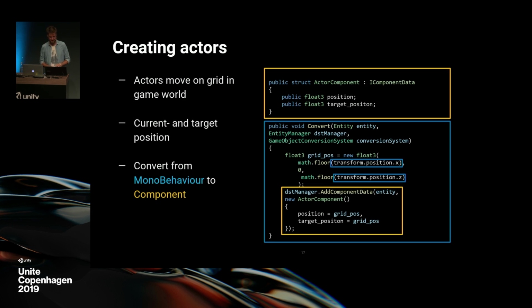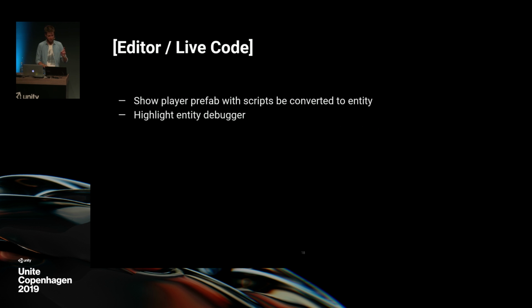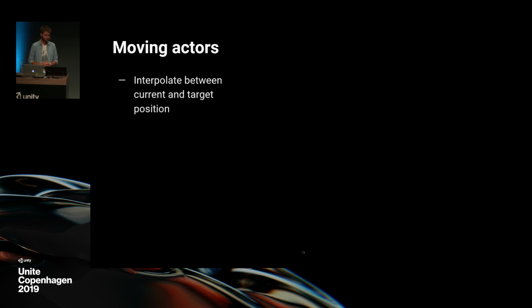One interesting thing that we are doing here, we're actually taking the transform position. So we're taking something from the mono behavior world, and we're transforming it into something that we want to have in our ECS world. So what we do here is we take the position, we round it down to a full number because we are only interested in the grid cell that we are in currently. And then in the yellow box, we create a new actor component and add it to our entity. We're not going to look at this in the editor because, as I said, most of this is going to be irrelevant very soon, so I'm going to skip this.